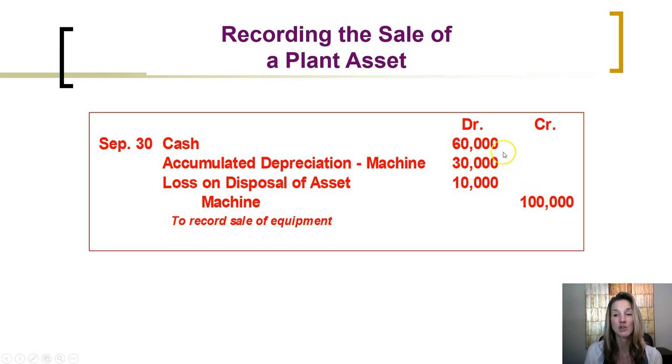In order to make this journal entry balance, the debits are $90,000 and the credits are $100,000. So we are going to debit the difference, or the amount of the loss, of $10,000 to the loss on disposal of asset account. Recall, losses are just like expenses. They both have debit balances.